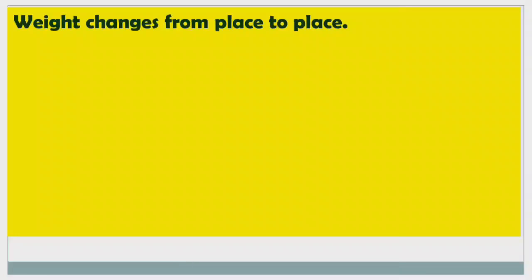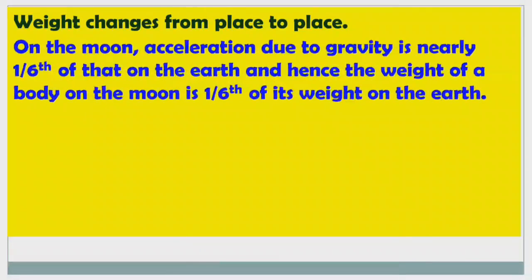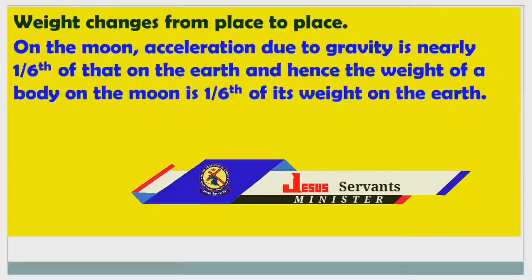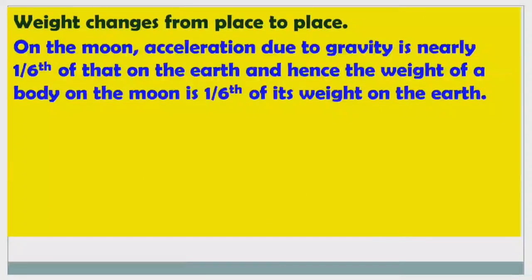On the moon, weight will be different from that on the earth. On the moon, acceleration due to gravity is nearly 1/6 of that on the earth. Hence, the weight of a body on the moon is 1/6 of its weight on the earth. For example, if the weight of a body on earth is 60 kilograms, then it will be 1 by 6 into 60, that equals 10 kilograms on the moon.